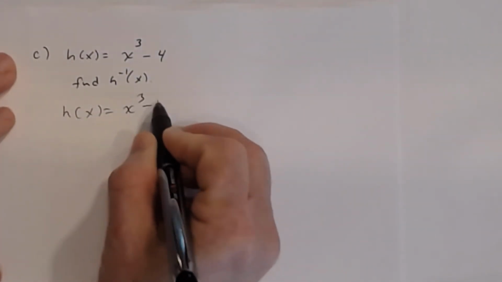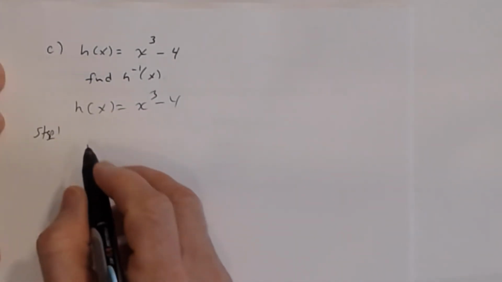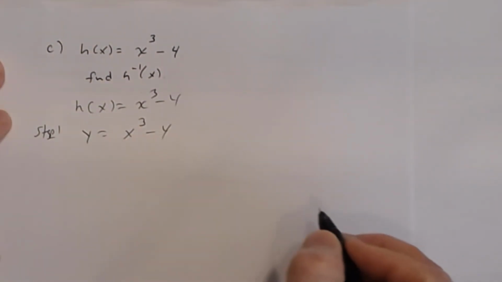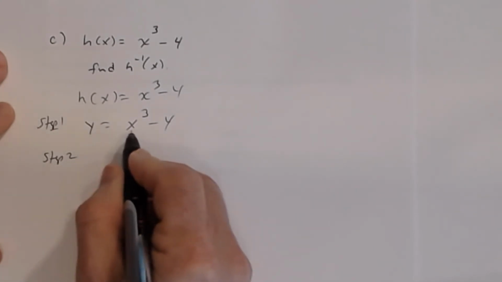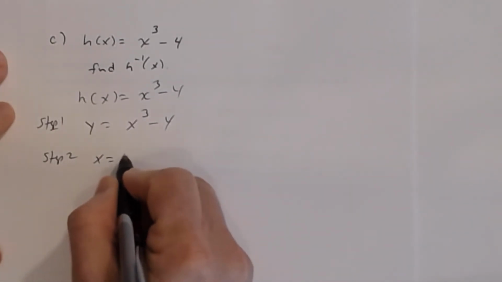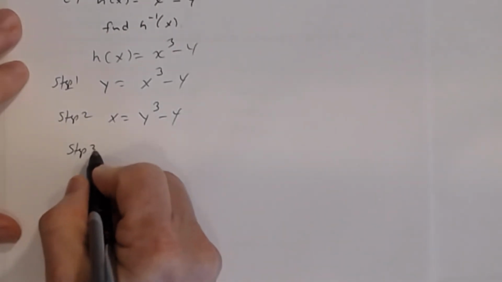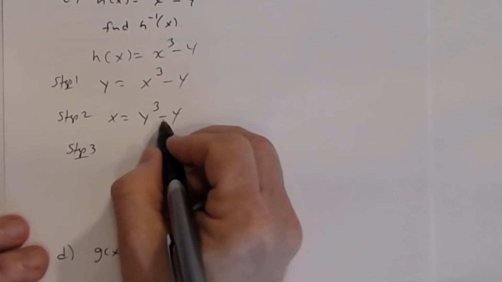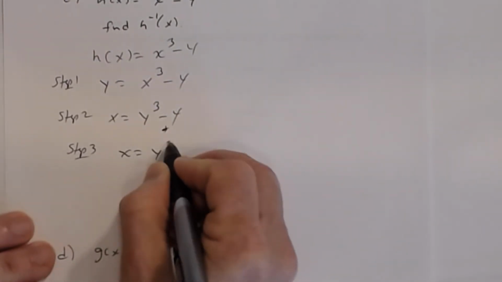Now watch how simple this is. Step 1, replace h of x with y. Y equals x cubed minus 4. Step 2, interchange the variables. X equals y cubed minus 4. Step 3, solve for y. So at some point, I'll be taking the cube root. So I'm going to add 4 to both sides. I'm going to rewrite this over. X equal y cubed minus 4.